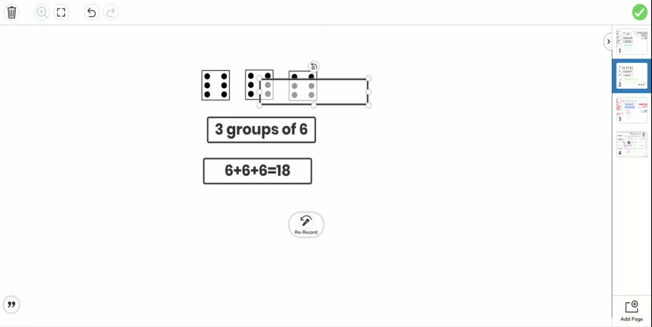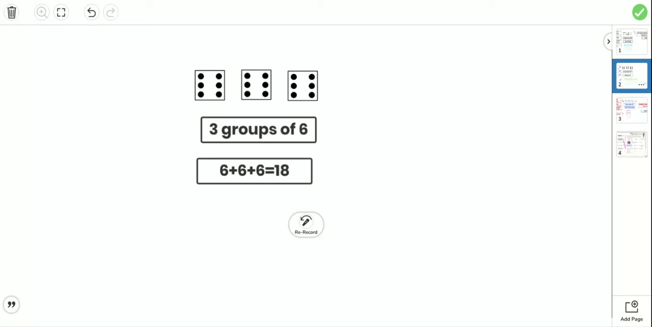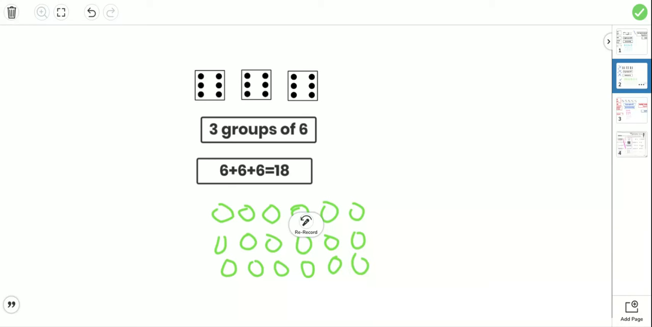What about, oops, I don't need this, I need an array. What about just drawing an array? Can I draw 6 in 3 rows? Sure. I can. 6, 6, and 6. That's an array that shows 3 6s. Or I can just write the multiplication equation. I can say 3 times 6 equals 18.